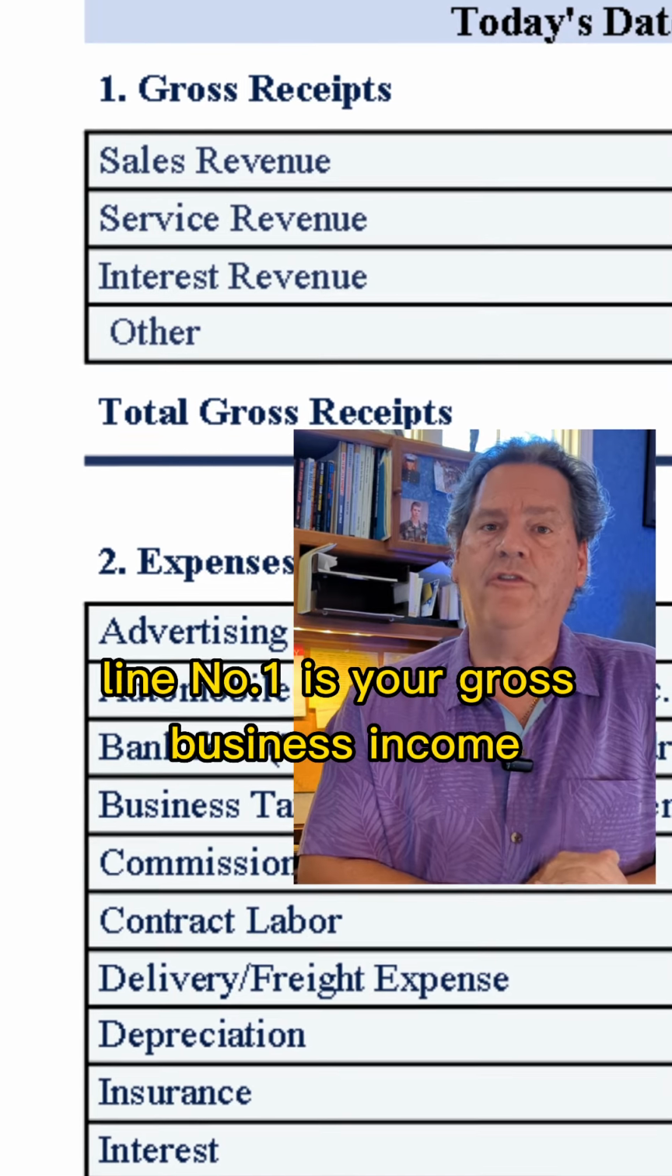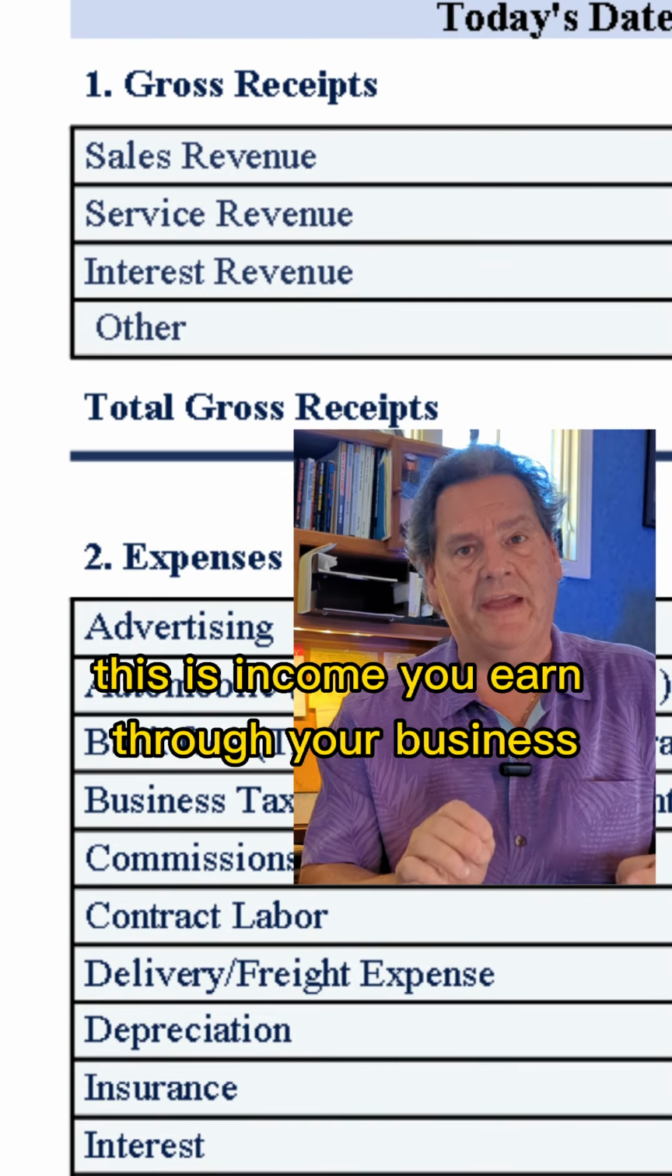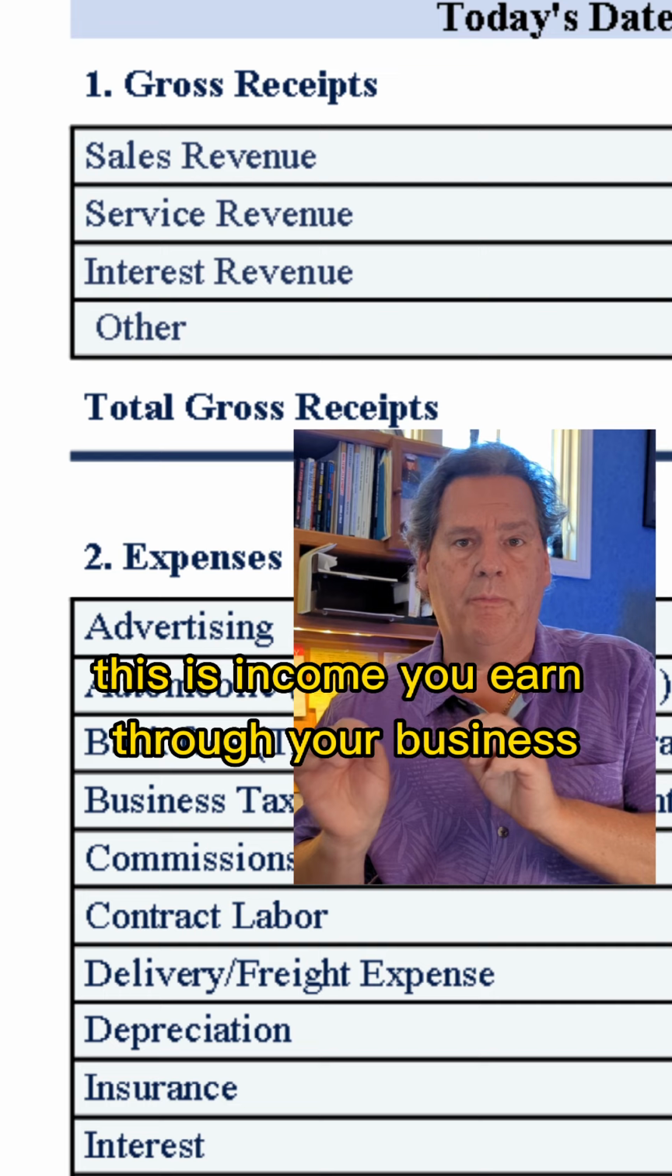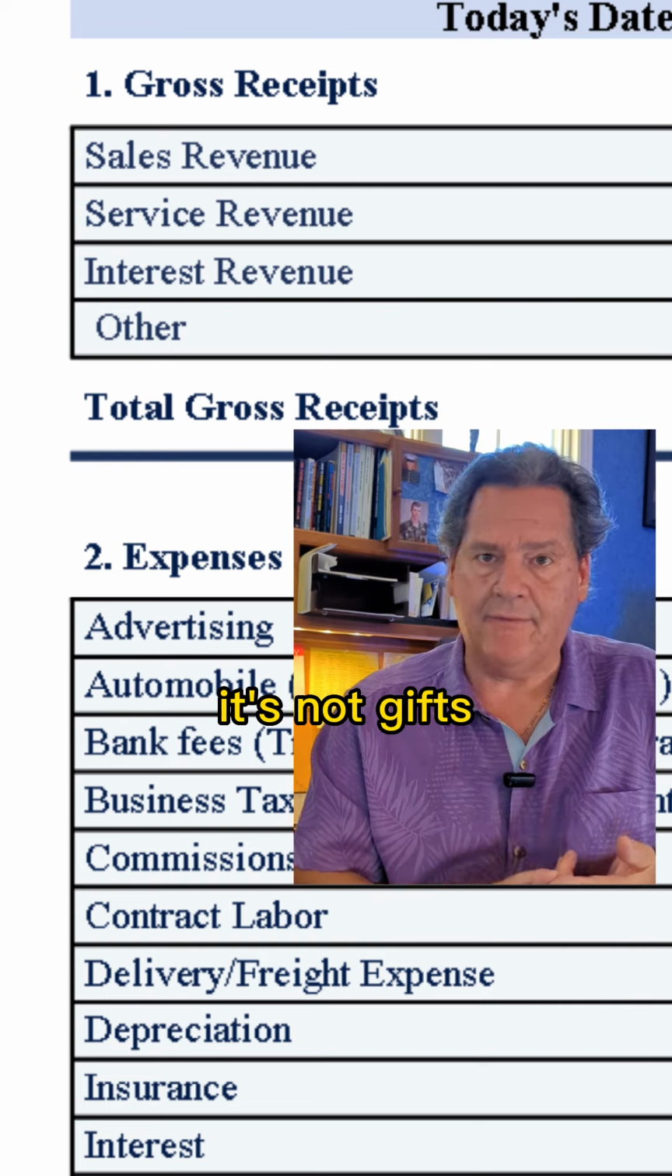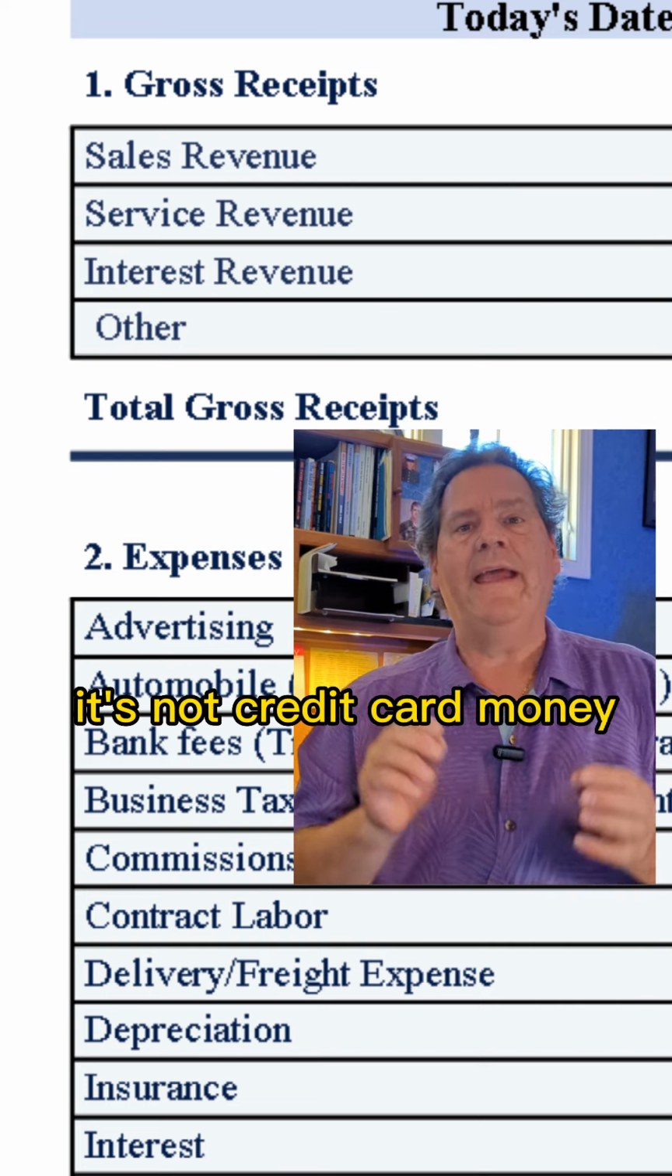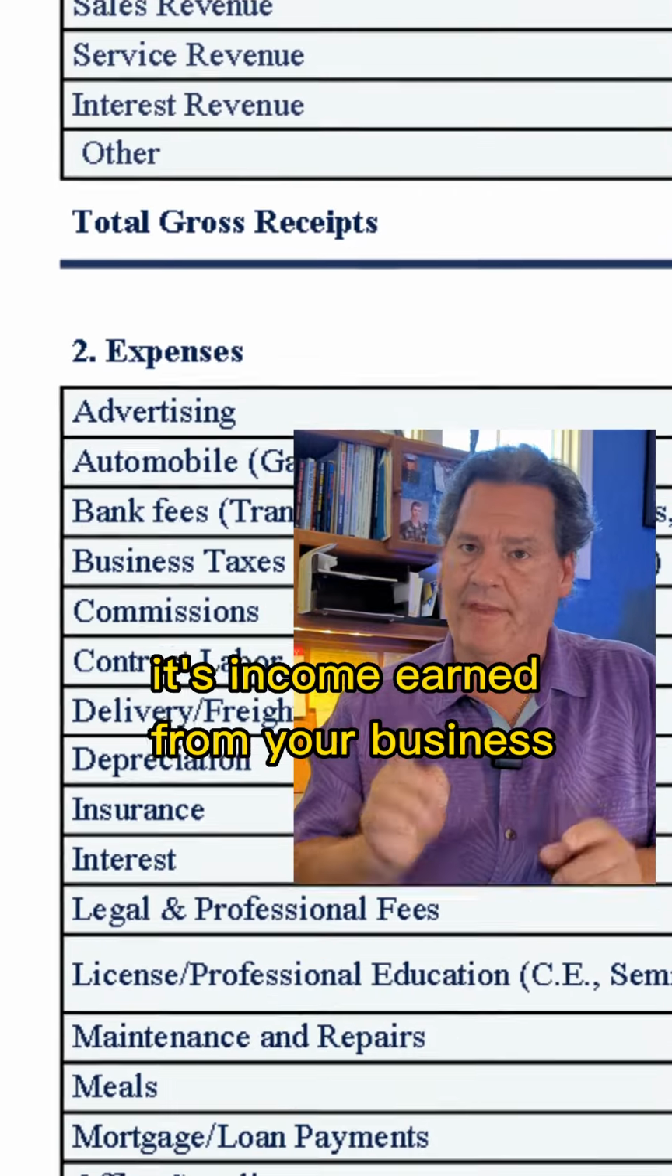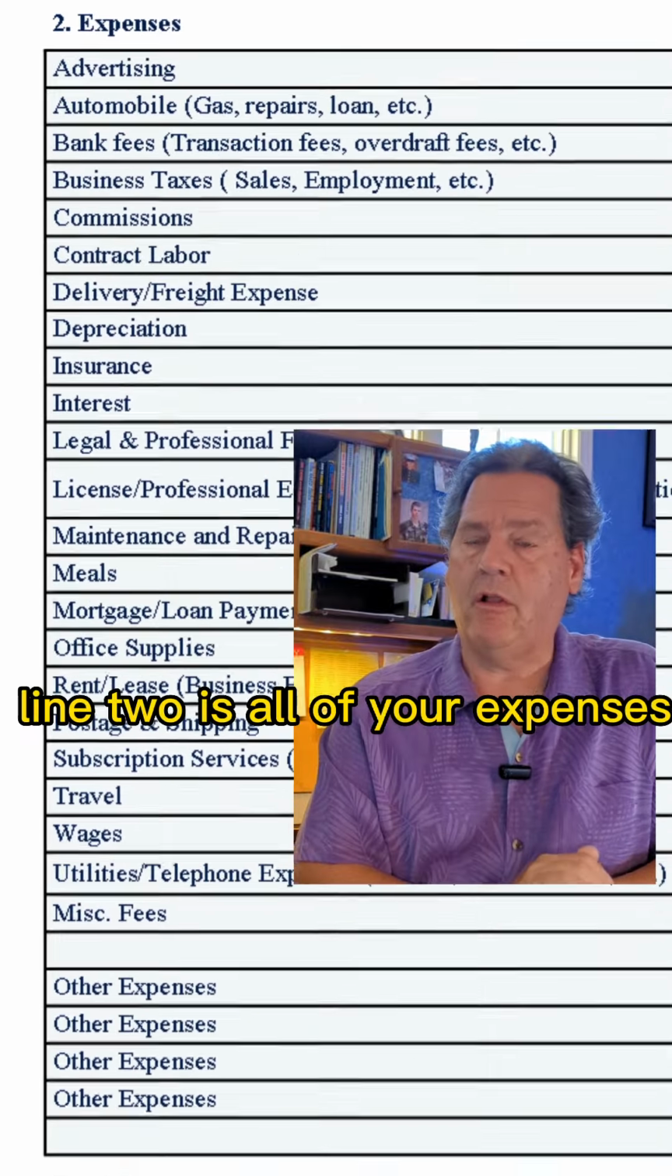Line number 1 is your gross business income. This is income you earn through your business. It's not loans, it's not gifts, it's not credit card money. It's income earned from your business. That's line 1. Line 2 is all of your expenses.